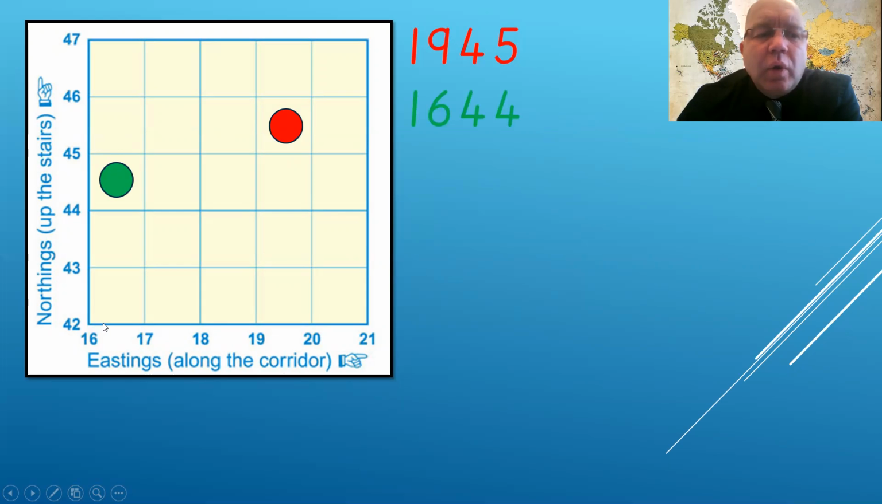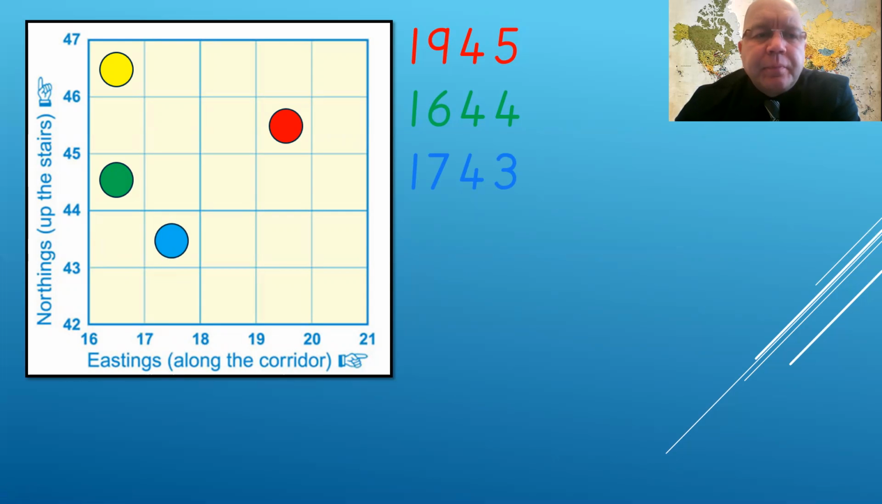I hope you got 1644 because we're in square 16 on the horizontal and we go up to 44 on the vertical. Okay, so 1644. Couple more. What about the blue spot? Have a think. Hopefully you got 1743 because we're in square 17 and square 43 is where they meet. So 1743.